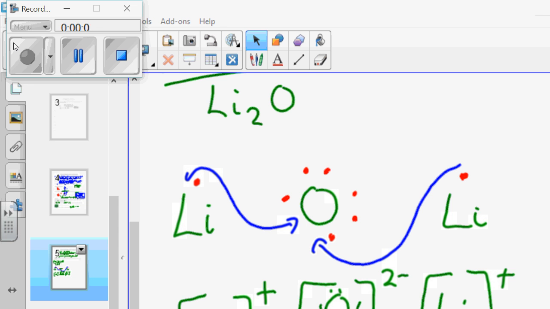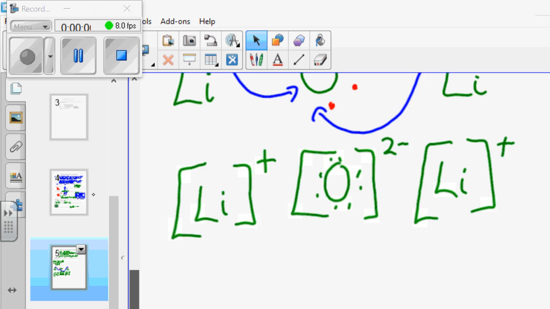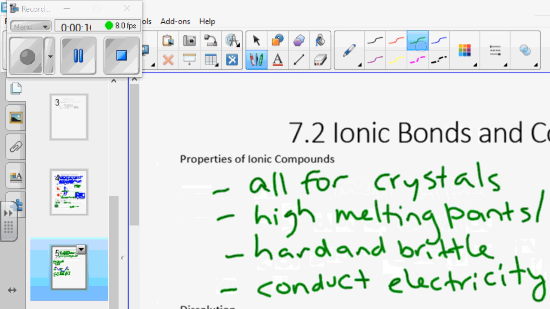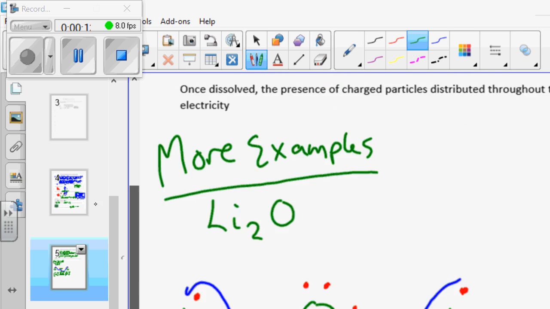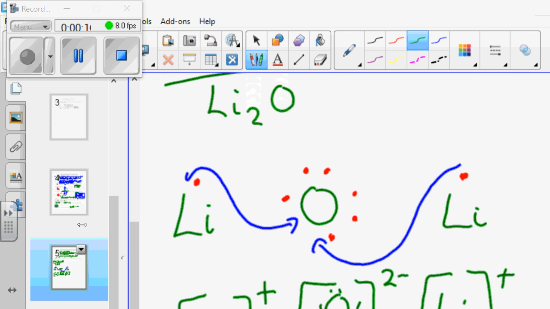Hi, chemistry students. I actually have a couple more examples from 7.2 ionic. So this should be the word form. Just notice the mistake right here. More examples of doing ionic bonds in the Lewis dot.